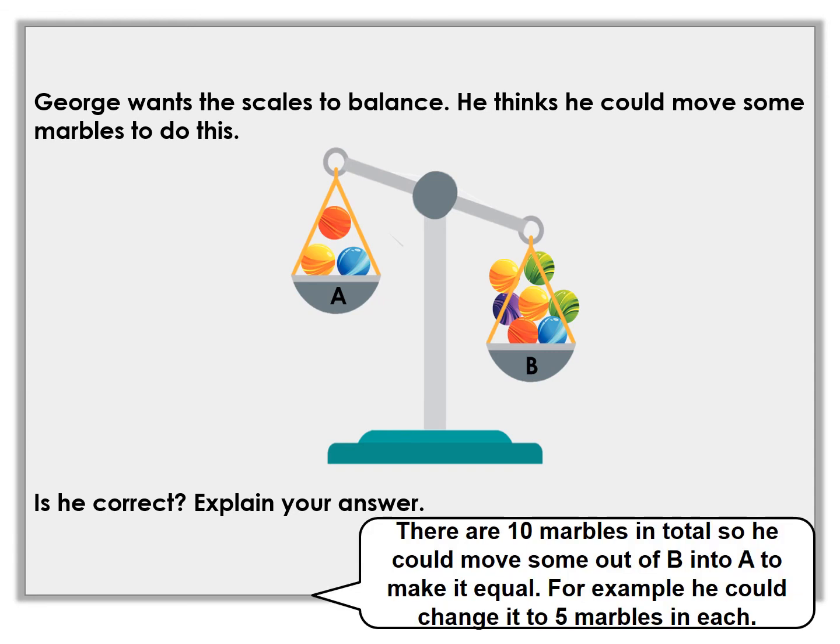Right, okay. So there are 10 marbles on the scales in total, 3 on one side, 7 on the other. So if I would be moving the ones out of B into A to balance it, he could take out 2 from B, put them into A, and then there'll be 5 marbles on each side, and that would balance it.